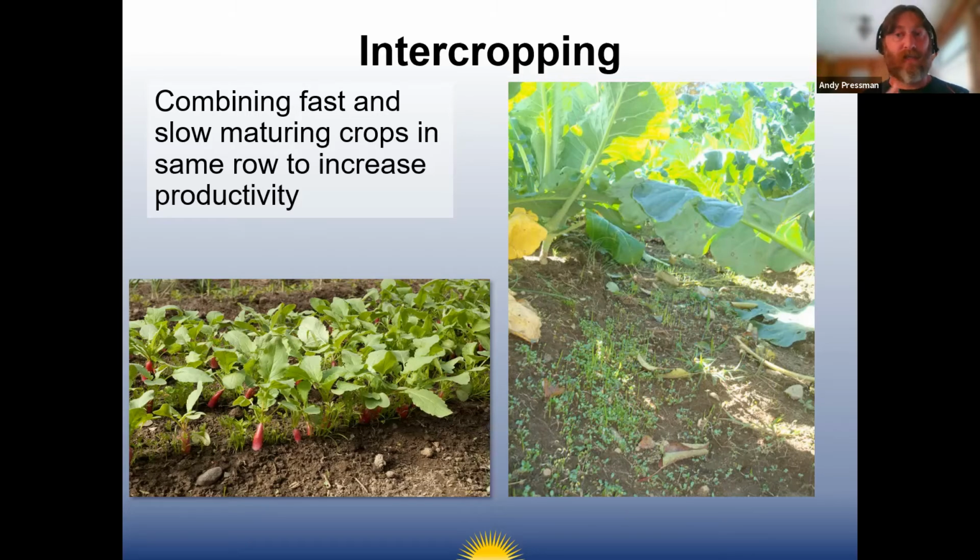But again, that bed is identified and used for carrots. We're just able to get a whole other crop off of it.